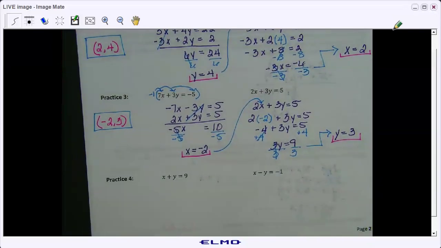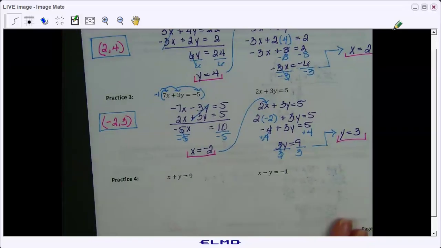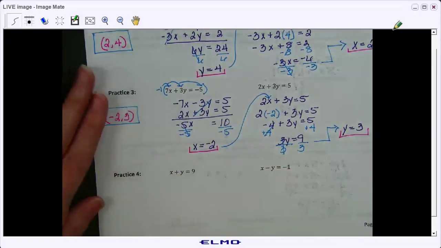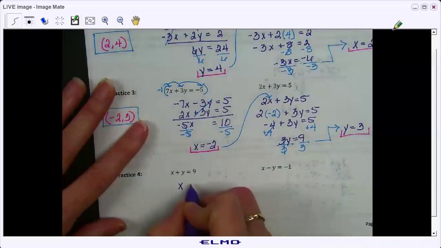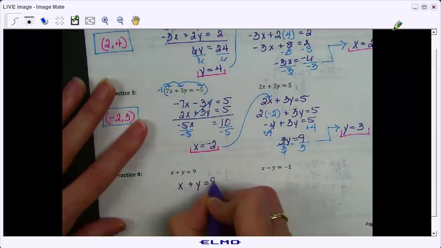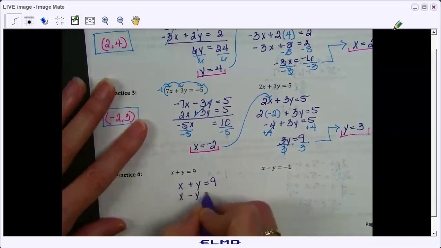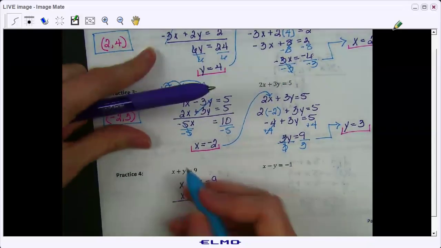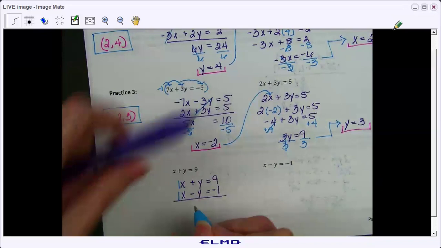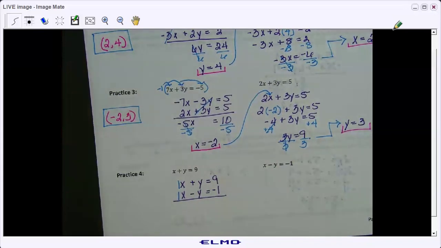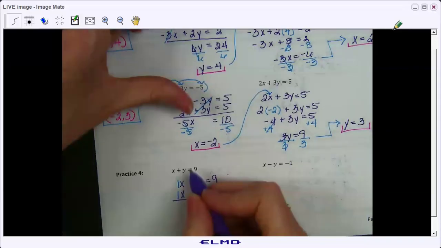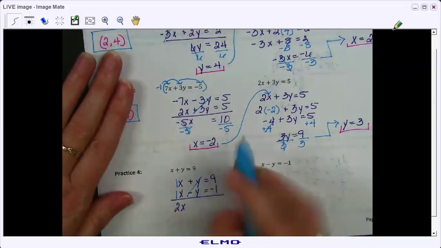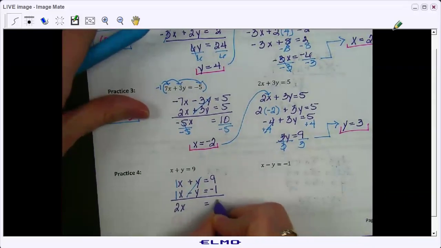So on practice 4, do we need to change anything here? No. Because our y's are going to cancel out, one's positive, one's negative. So I'm going to stack them, but I put this on here for a reason. What's x plus x? 2x. So a lot of times students forget that there is a 1 in front of them and they just put x. But if you have 2 of them, you have to add them together. 1x plus 1x is 2x. Don't forget that, okay? And then your y's cancel out, and 9 minus 1 equals 8.